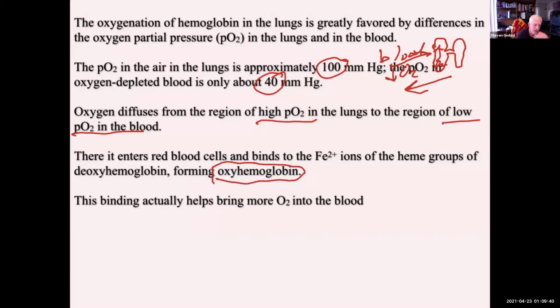Okay. This binding actually brings more oxygen into the blood. Once it binds, it allows the partial pressure to keep pushing more oxygen into the blood. In other words, the lungs are pushing the oxygen into the blood because the blood's low in oxygen, right? So now the hemoglobin absorbs that oxygen from the blood and puts it in the red blood cell. That keeps the blood low in oxygen, so more oxygen is pushed from the lungs into the blood. Okay? So it actually brings more oxygen into the blood by depleting the oxygen, by moving it into the red blood cells, forming oxyhemoglobin. Okay?